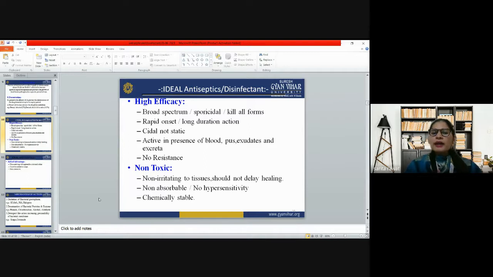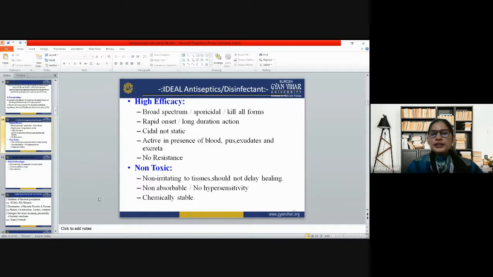Now, they have to be active in the presence of blood, pus, and excreta, and they should not develop resistance whenever we use them, because that will be a long process. Then we have to change our disinfectant and antiseptic for the bacteria, so resistance may make complications.